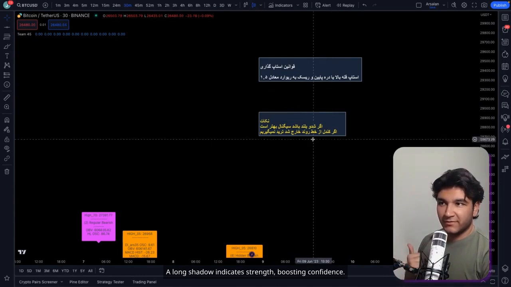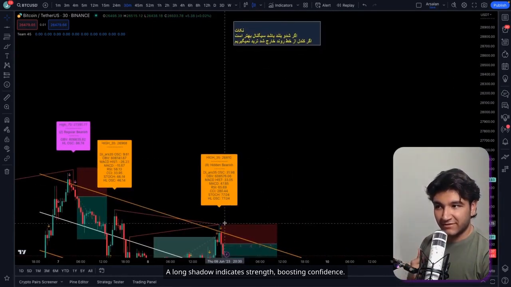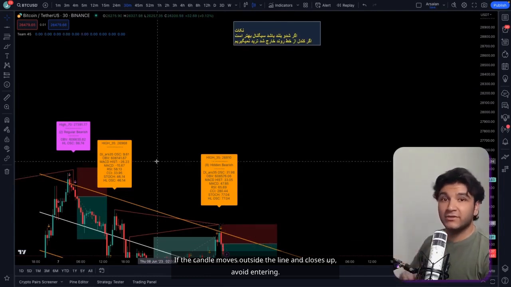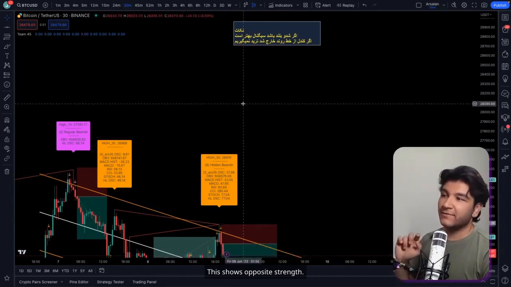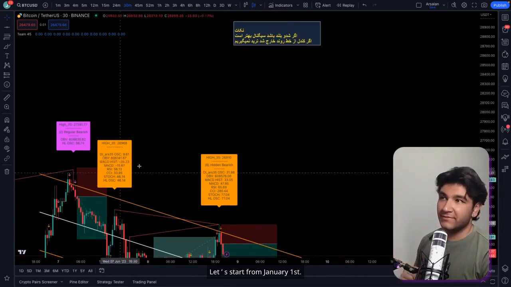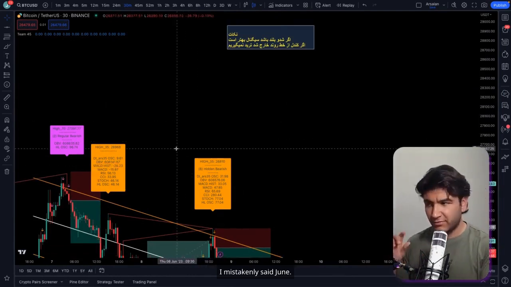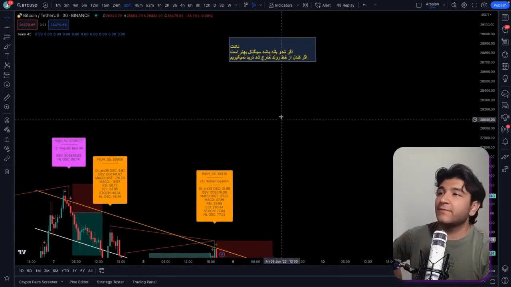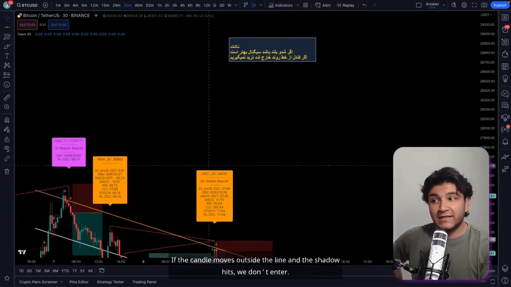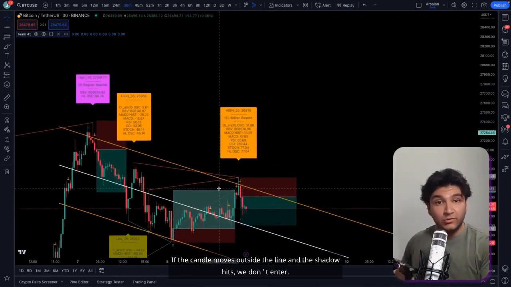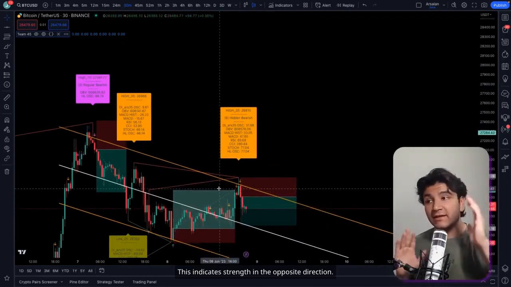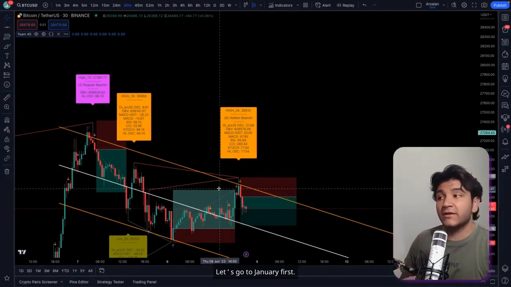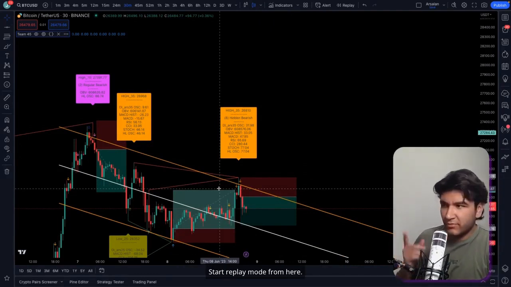A long shadow indicates strength, boosting confidence. If the candle moves outside the line and closes up, avoid entering. This shows opposite strength. Let's start from January 1st. I mistakenly said June. Switch to replay mode and proceed step by step. If the candle moves outside the line and the shadow hits, we don't enter. This indicates strength in the opposite direction. For now, we avoid entering. Let's go to January 1st and start replay mode from here.